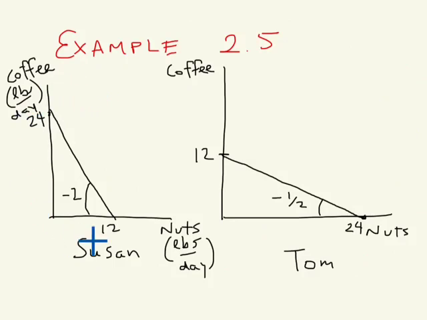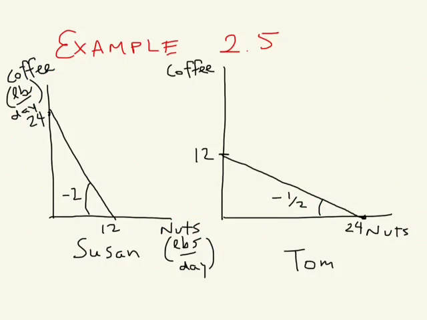Susan's opportunity cost of nuts, remember that the slope of the production possibility curve always gives you the opportunity cost of the good on the x-axis. The reciprocal of that gives you the opportunity cost on the y-axis. Notice that Tom's got an opportunity cost of nuts of 1/2 pound of coffee per pound of nuts. That's lower than the 2 pounds of coffee per pound of nuts opportunity cost of Susan. So Tom's got the comparative advantage in nuts. Susan is going to have it in coffee.